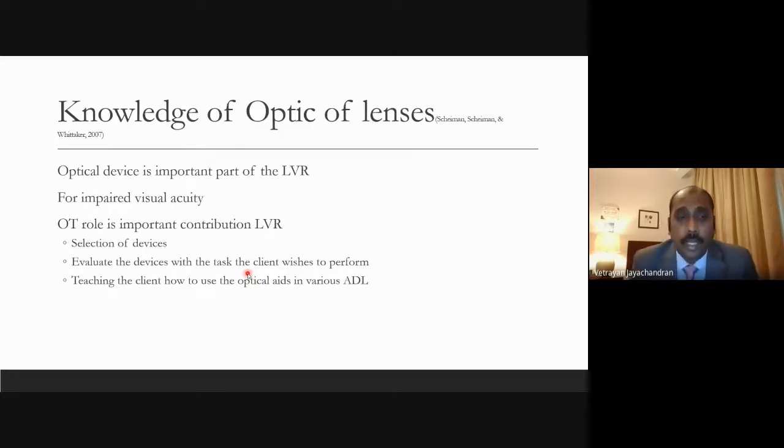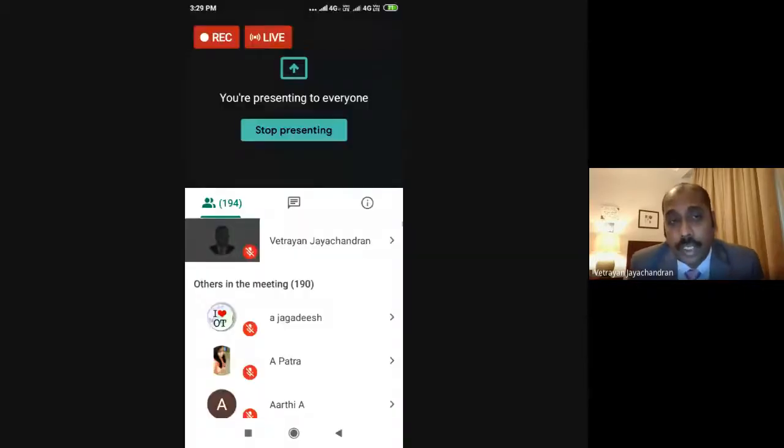can also recommend the patient to go for a selection of different devices, or you can suggest that the ophthalmologist or optometrist talk about the client's problem, how he is facing the problem in using the devices, and you can suggest good optical devices which can be used in various daily life activities. So optical devices have a very important role in low vision rehabilitation.